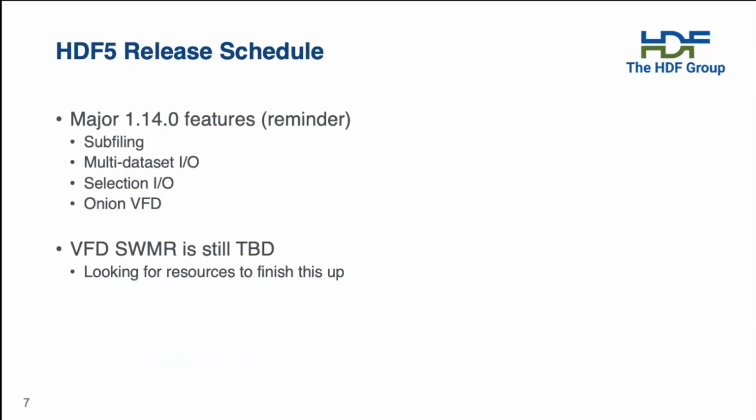Just as a quick reminder, what came out in 1.14.0 was subfiling, which is basically IO concentrators; multi-dataset IO, which allows you to stripe IO operations across multiple datasets; selection IO, which is at the VFD level and allows you to pass selections to the VFD layer; and then the Onion VFD, which is version control, basically via the VFD layer.